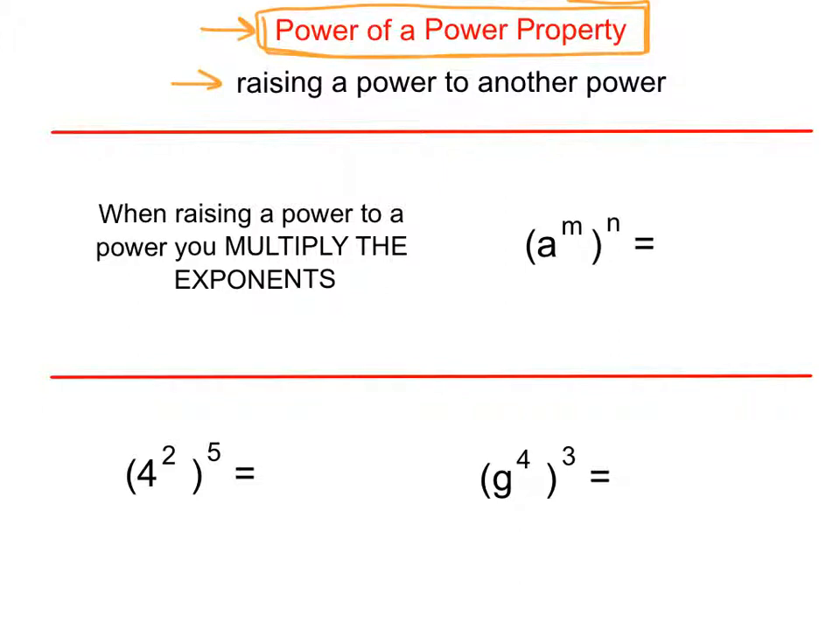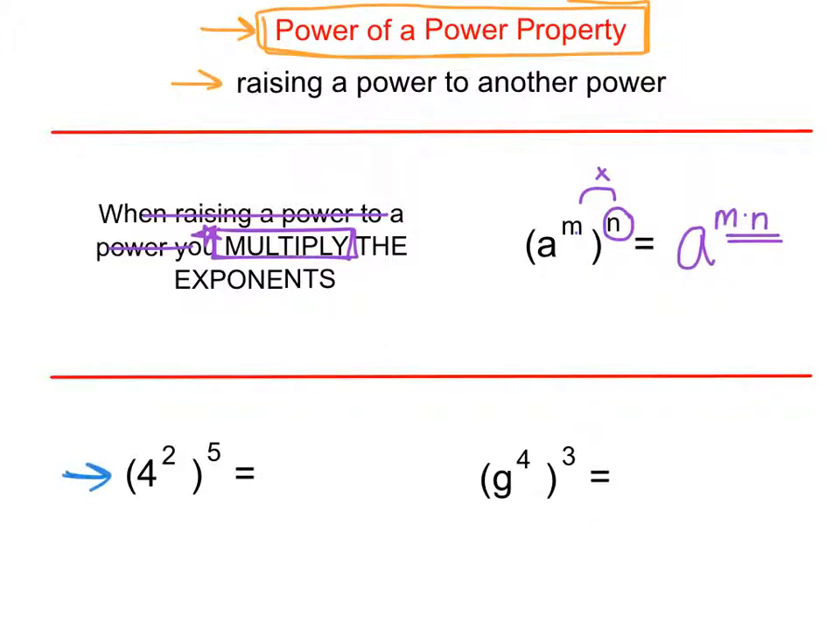Now, when raising a power to a power, notice what we do. This time we are going to multiply our exponents. Not add like the product of a power property. We are going to multiply our exponents. So, in generic terms, a to the m raised to the n power. We're going to multiply these exponents, so we have a to the m times n. Raising a power to another power, we multiply our exponents.